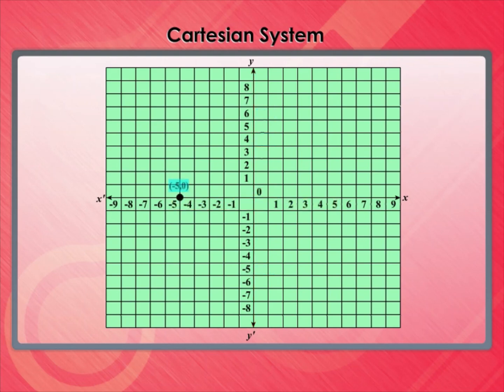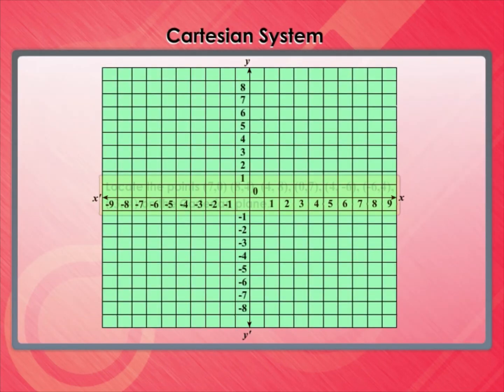Consider another set of points: (-5, 0), (-3, 0), (2, 0), (4, 0). All these points lie on the x-axis and the y value is 0. In this case, the equation of the x-axis is y = 0.